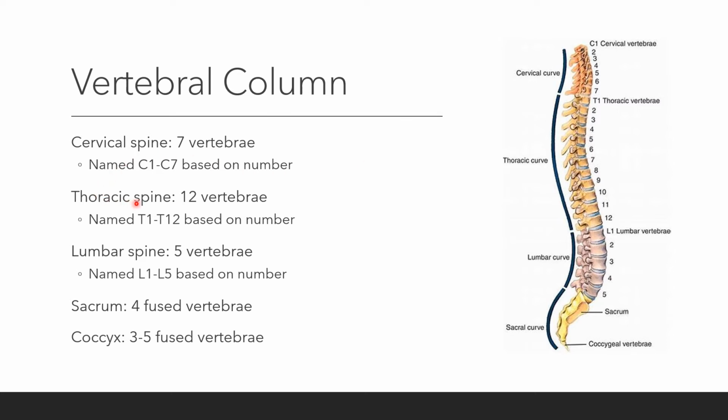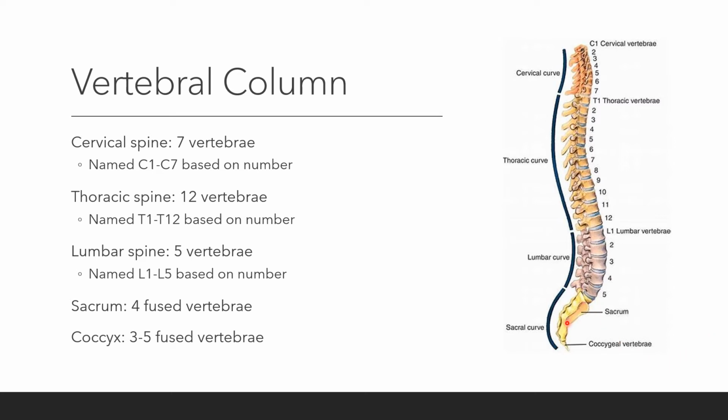The thoracic spine consists of 12 vertebrae, which are named T1 to T12 based on number, and the T stands for thoracic. See, you learned another 12 bones. The lumbar spine has 5 vertebrae, and these are named L1 to L5 based on number. You've learned another 5 bones.